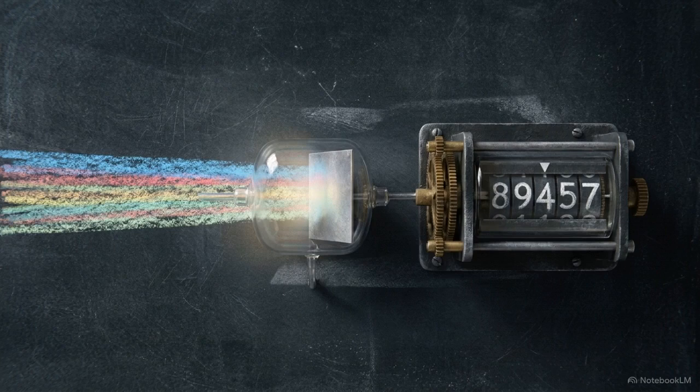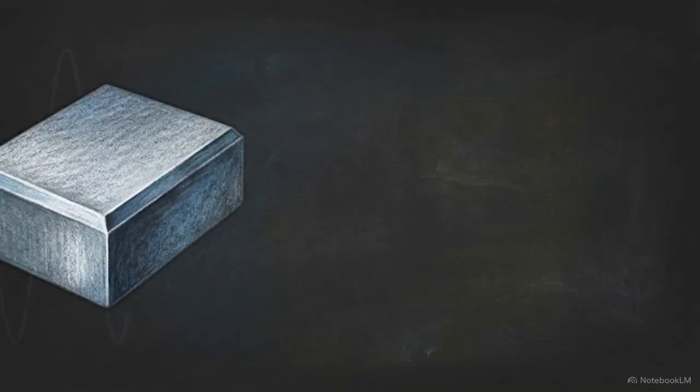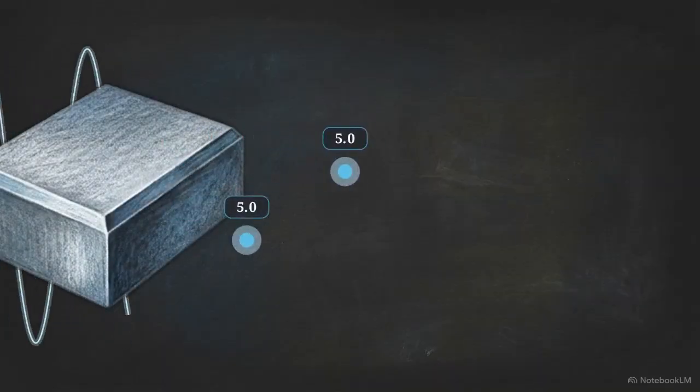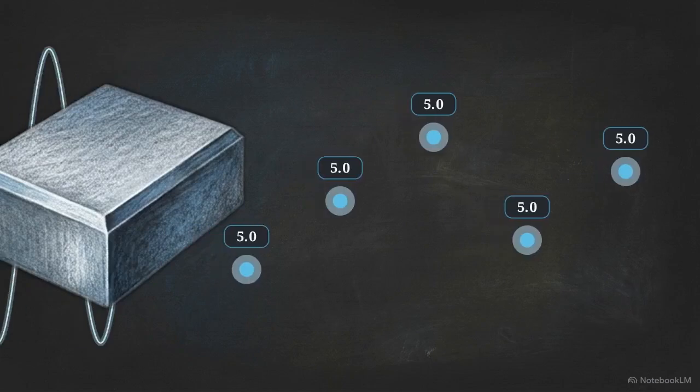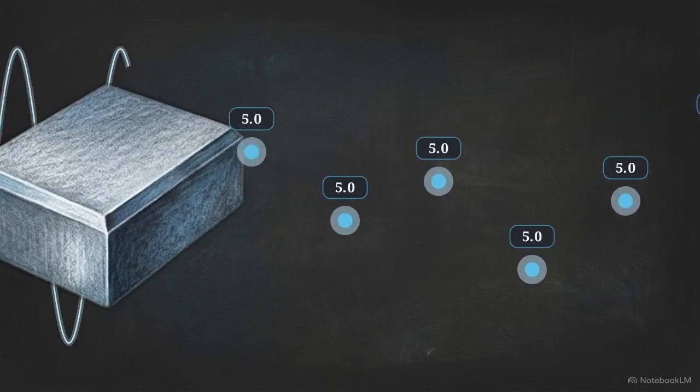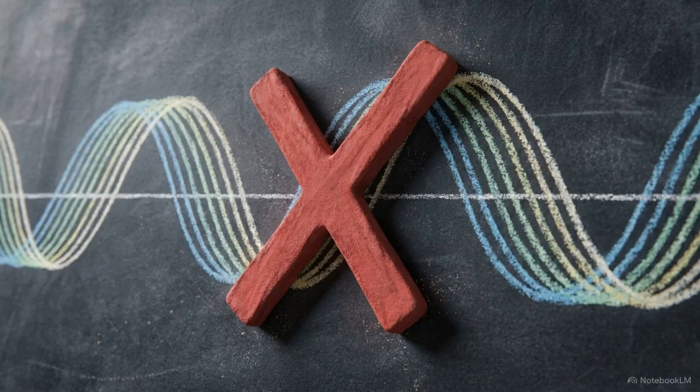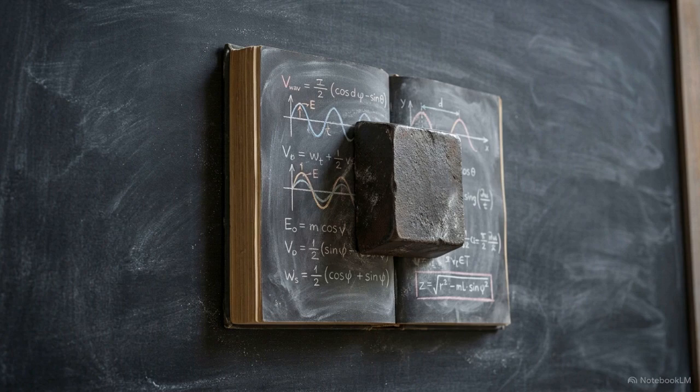But experiments showed the exact opposite. Cranking up the brightness of the light did increase the number of electrons ejected, but the maximum speed of those electrons didn't budge. They weren't absorbing any extra kinetic energy from the brighter wave. The continuous wave model failed to predict how energy transfers at the subatomic level. Classical electrodynamics could not explain what was actually happening inside the metal.